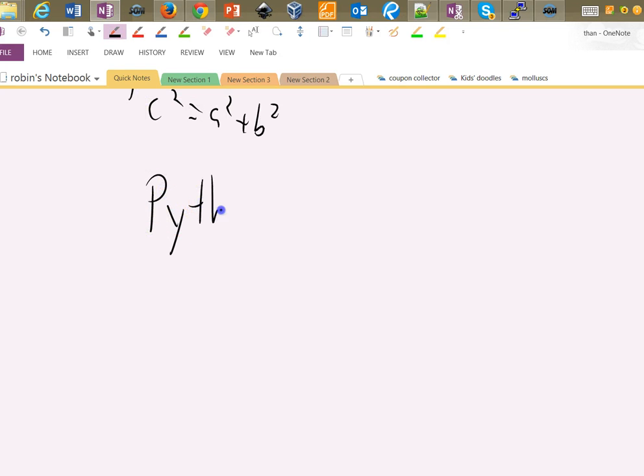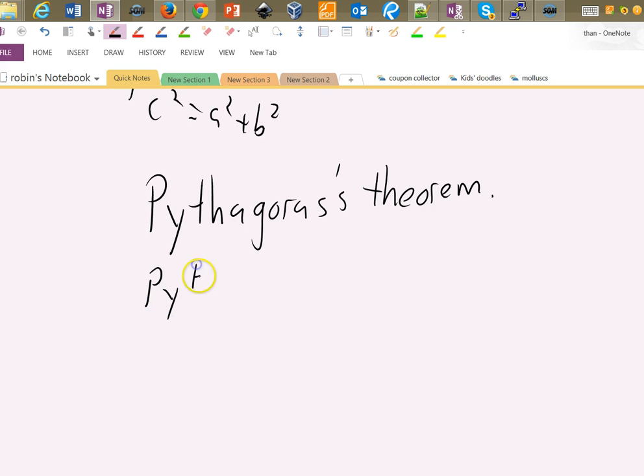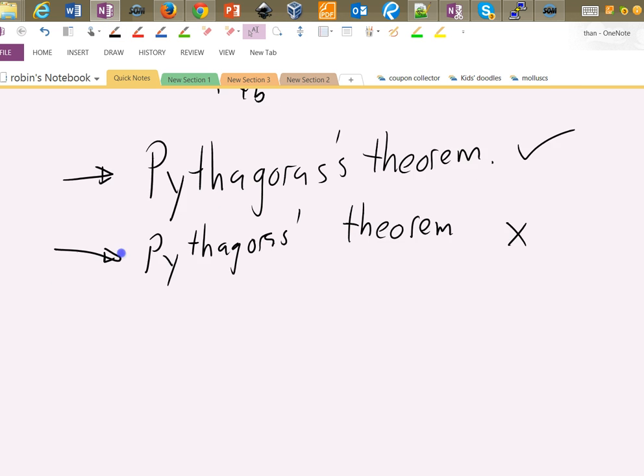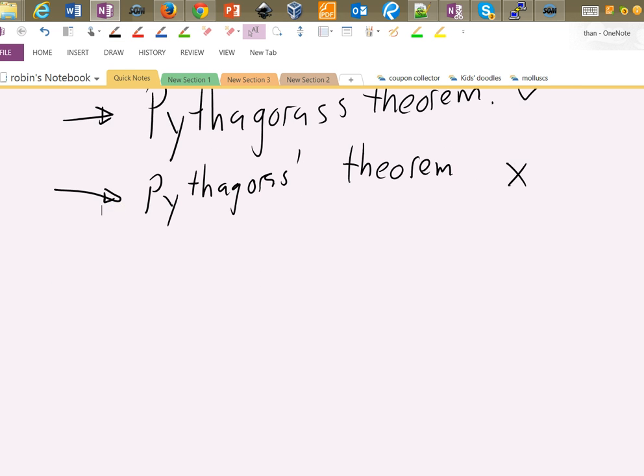Pythagoras' theorem. Pythagoras was a Greek mathematician, and he had a theorem called Pythagoras' theorem. I want you to observe very carefully that it is not this. That is wrong and that is correct. This is British English, this is American English, and we don't want any of that. So what does Pythagoras' theorem tell us? Well, it's to do with right angle triangles, like we've been talking about.